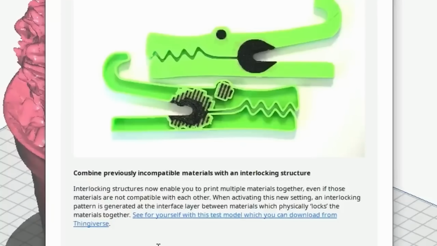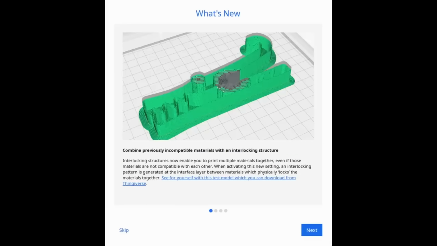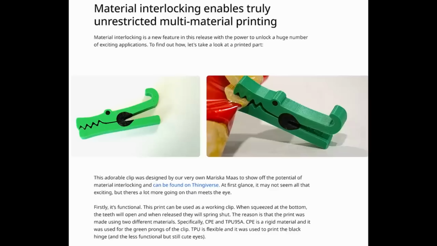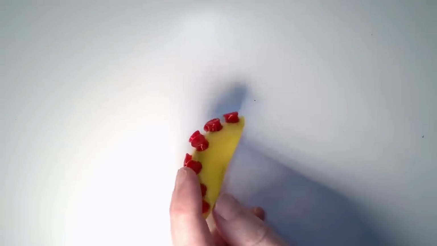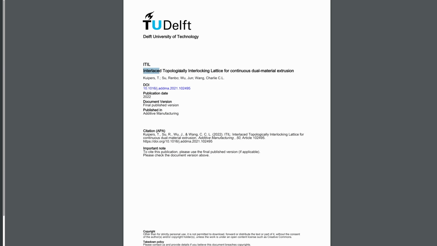Now, let's have a brief history lesson before we get into it. Interlocking, the slicer functionality, first appeared in Cura, where it's been since 2023, when I made this rather underappreciated tentacle to show it off. The actual idea, though, came from a paper in 2022 named Interlace: Topologically Interlocking Lattice for Continuous Dual Material Extrusion. For an academic paper, that's actually a pretty brief title.